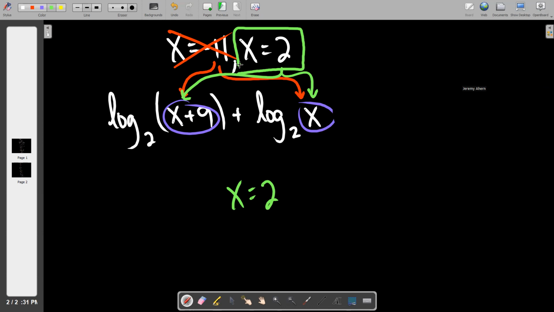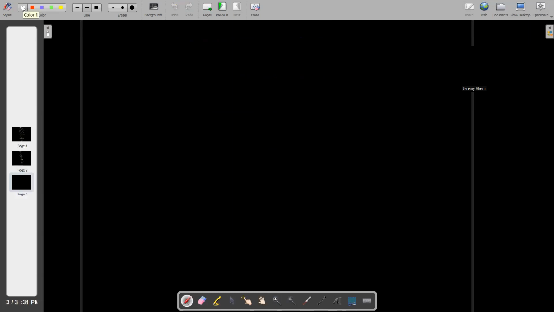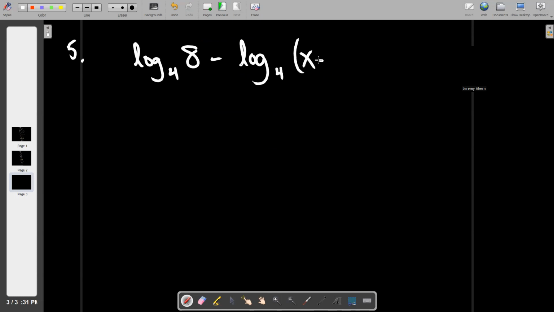Let's do 5 and 6. 6 is definitely the hardest problem on the entire paper, so I would be really thrilled if we could get to that. So let's knock out 5 pretty quick. 5 should not be difficult for us at all. So 5 has us doing a log base 4 of 8 minus a log base 4 of the quantity x plus 9, and that equals 1.